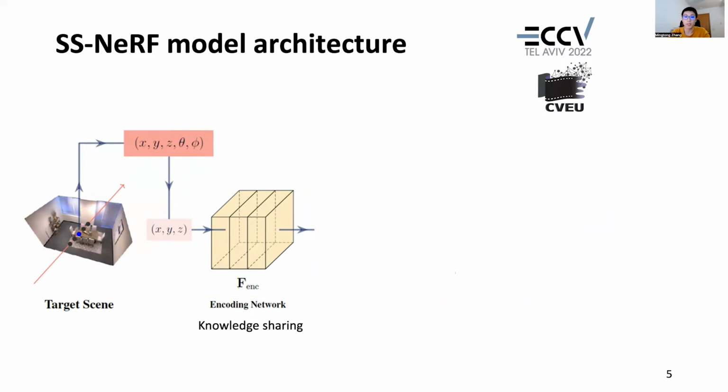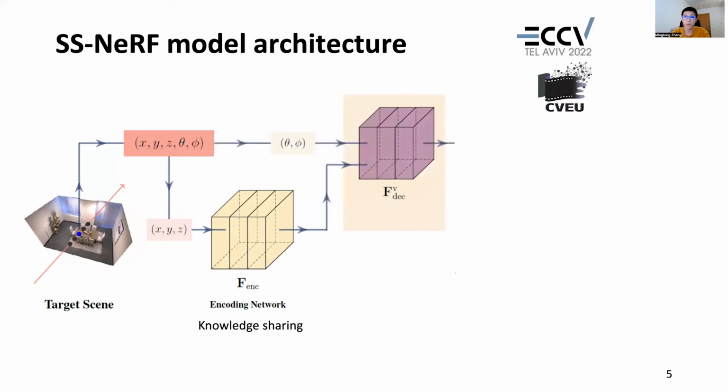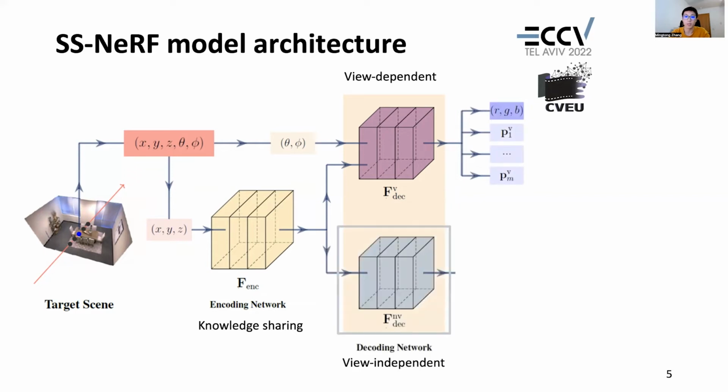Since some properties are not sensitive to the view direction, we adopt two types of decoding networks. The view-dependent branch takes additional 2D view input, together with the encoded 3D locations, to synthesize scene properties, while the view-independent branch predicts the scene properties with encoded 3D locations only.